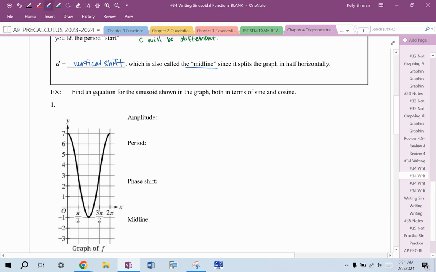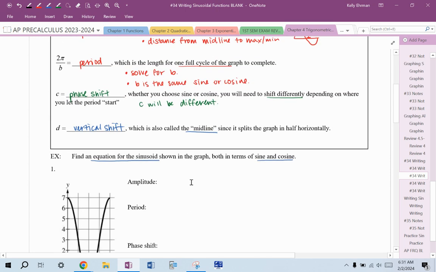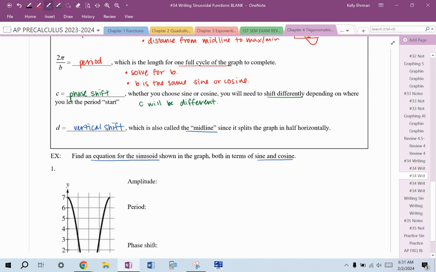We want to find an equation for the sinusoid shown in the graph in terms of both sine and cosine. And this is what our homework is going to be like too. All right, so let's take a look at this. The first thing I like to find is the midline. You can either eyeball the midline if that's easy for you, or you can always calculate it. Let's add this for the vertical shift. The midline is the average of the max and the min value, so it's the max plus the min divided by 2.